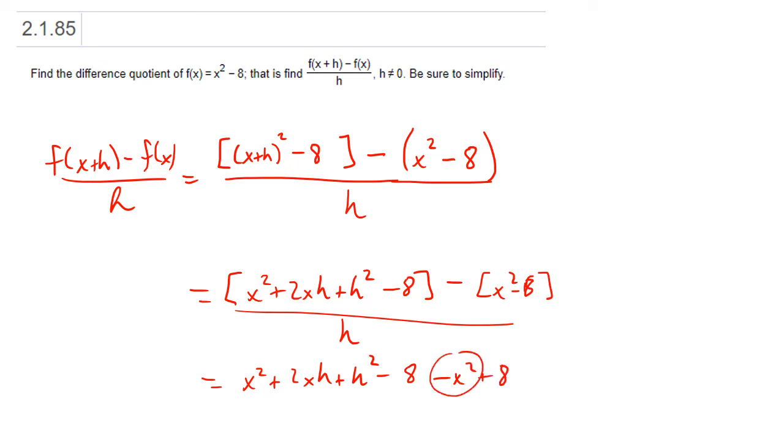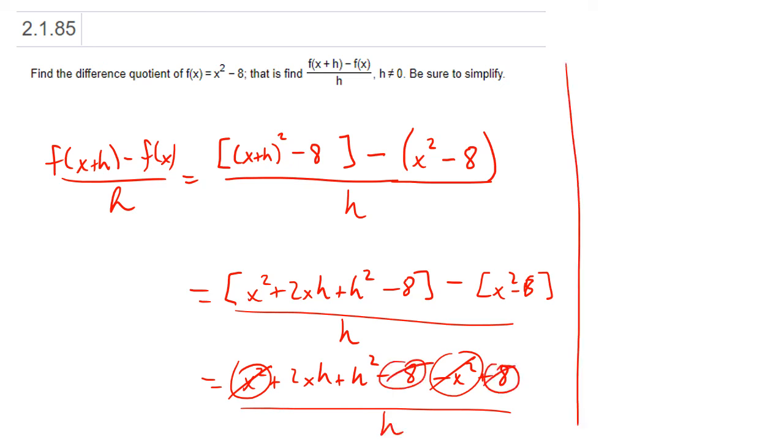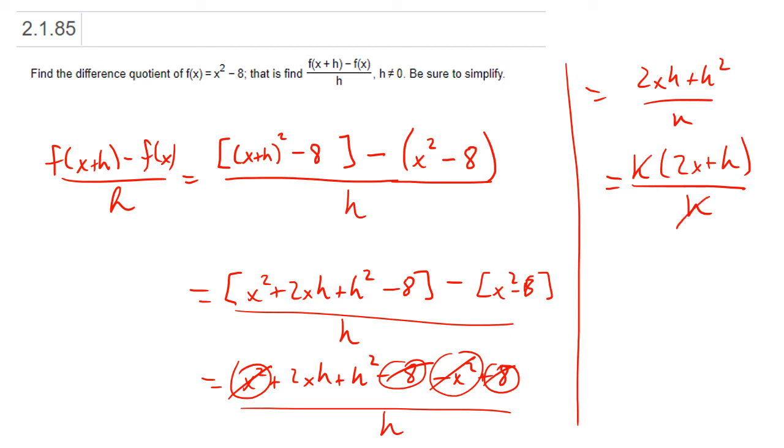And observe, minus x squared and x squared cancel out. This is all still over h. Minus 8 and plus 8 cancel out, leaving behind 2xh plus h squared over h. And in this numerator, I can factor out an h, leaving behind 2x plus h, which can then be used to cancel the h down in the denominator for a final result of 2x plus h.